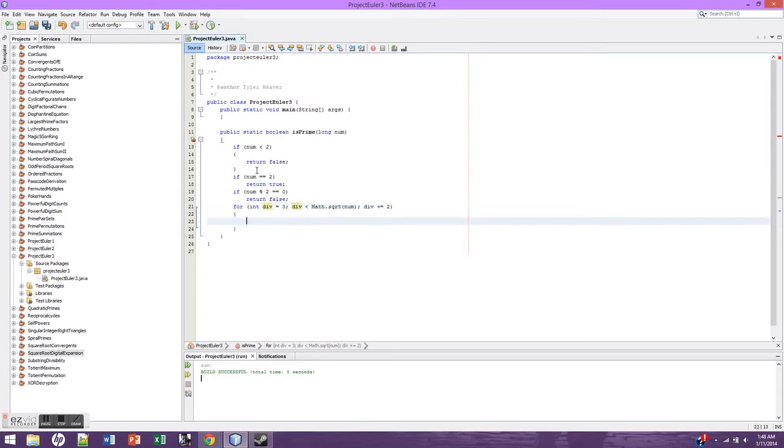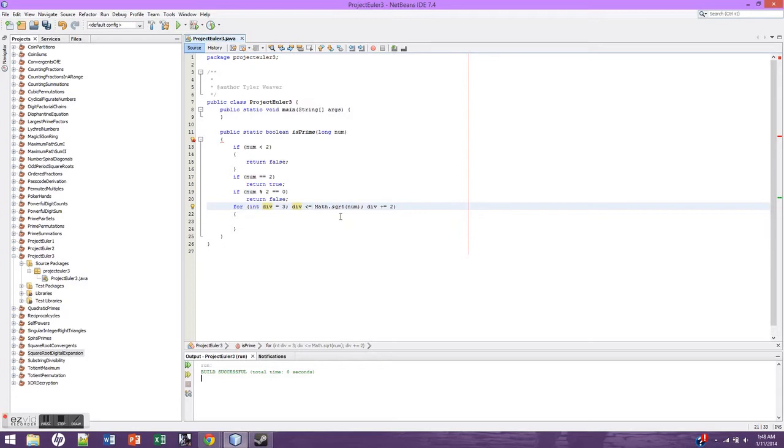The reason we're going to the square root is if you take any number, and go up to the square root of that number, actually that should be equals, sorry, if you go up to less than or equal to the square root, you can determine if the original number is prime or not. And we're plus equaling 2 because we're checking all the odds, since we already checked the evens.